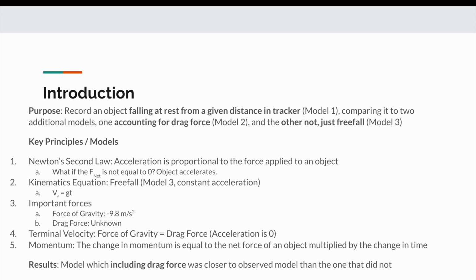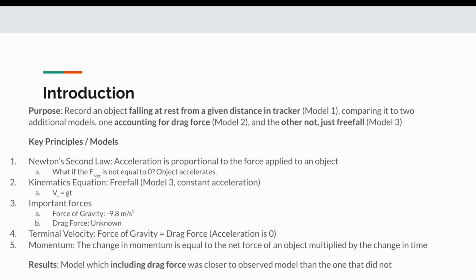The second one is the kinematics equation for free fall, which we will especially use for Model 3, which shows constant acceleration. Some important forces to know are first, the force of gravity, and also the drag force, which we can't quantify. The terminal velocity is reached when the force of gravity is equal to the drag force. Another key facet is momentum, which says that the change in momentum will be equal to the net force on an object multiplied by the change in time.